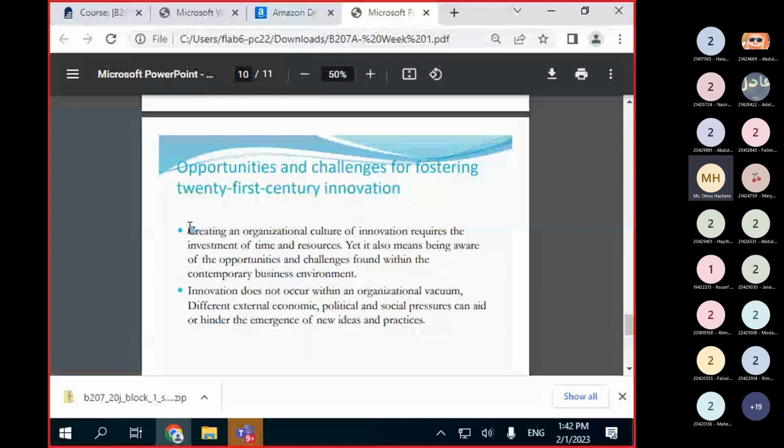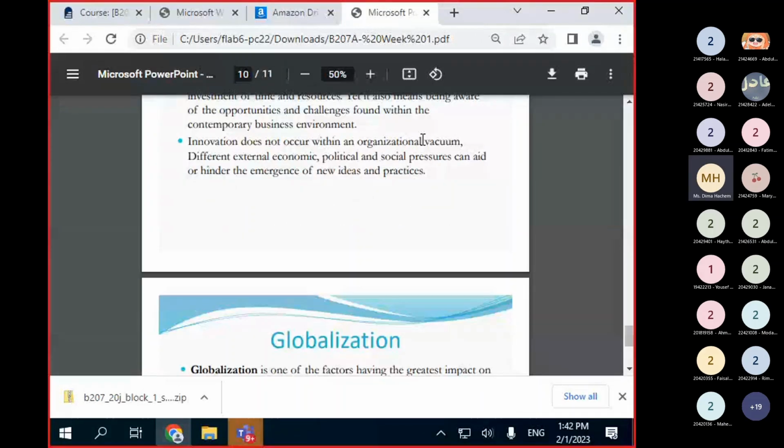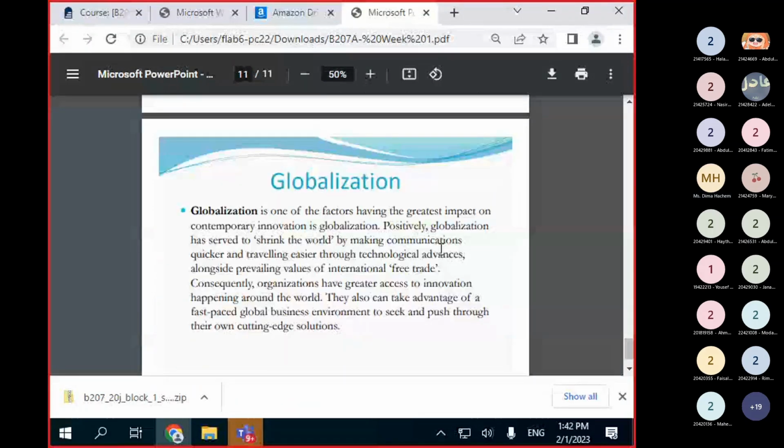Innovation does not occur within an organizational vacuum. It doesn't occur from emptiness. It occurs because of certain factors around you, forcing you to be innovative. In globalization, al-awlama, right? Are you familiar with this term? This will be the topic of our second block. We will take it towards the end of the course.